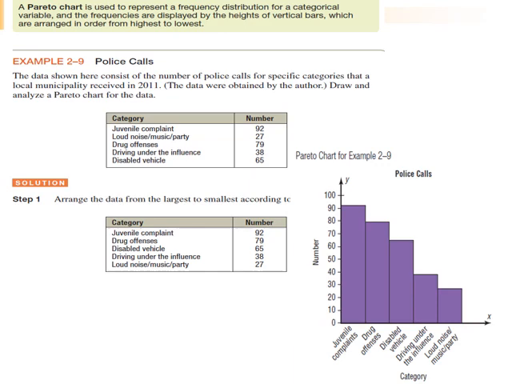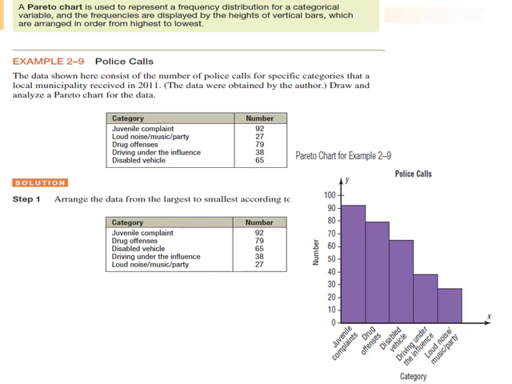Another type of chart used for representing a frequency distribution is the Pareto chart. The Pareto chart is used when we represent the frequency distribution for categorical variables, whether this is nominal or ordinal data. But the main step in the Pareto chart is arranging the frequencies vertically in order from highest to lowest.